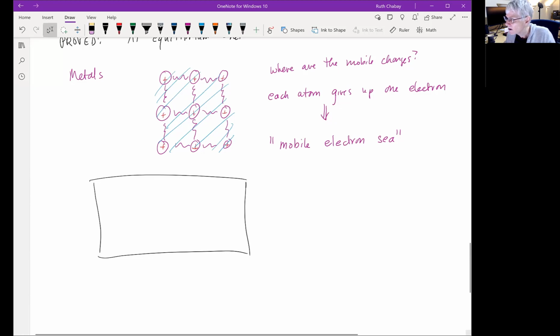And so that means that even though the nuclei can't actually move, they're still bound, the mobile electrons can. So what happens? So schematically, we'll draw our piece of metal as having lots of these positive atomic cores here, we're going to call them.